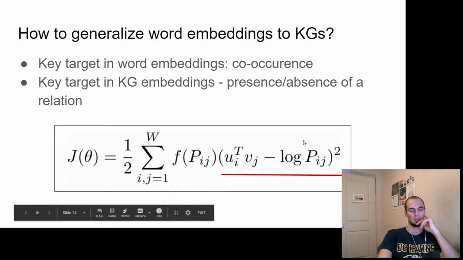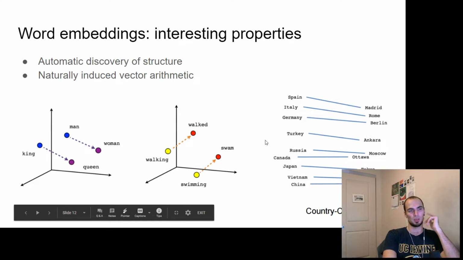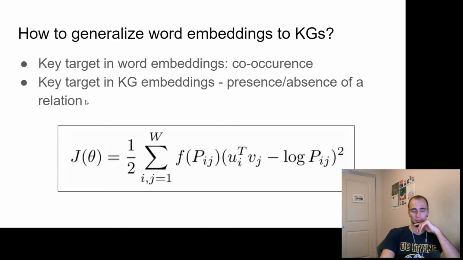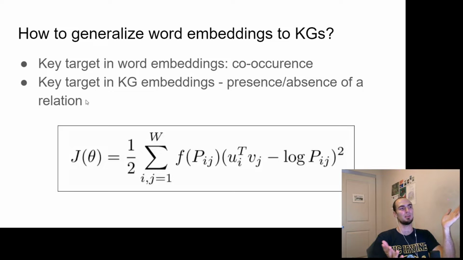So if we minimize this objective, we get those wonderful results we were speaking about before, which is, I think, impressive. Now the key is, how do we generalize this idea to the context of knowledge graph embeddings? Because the tricky part is that in the case of word embeddings, we have one key entity we're aiming to capture. It is co-occurrence. So we want vectors to be close if the words co-occur, and that is all. In the case of knowledge graph embeddings, it's a little different.